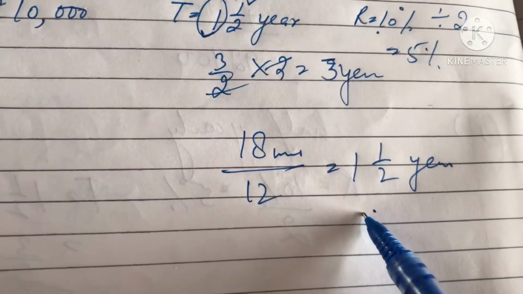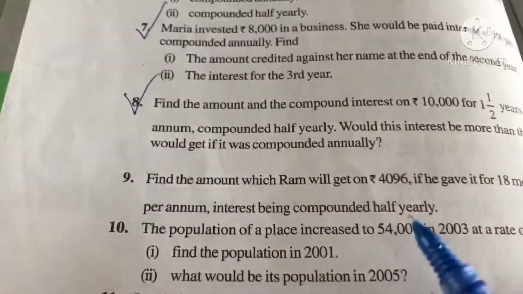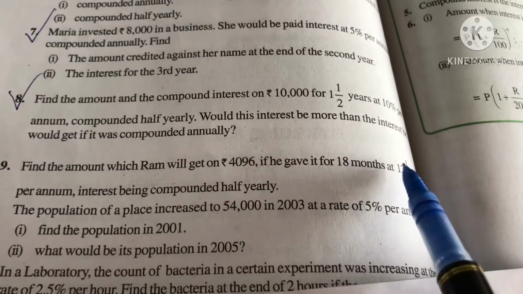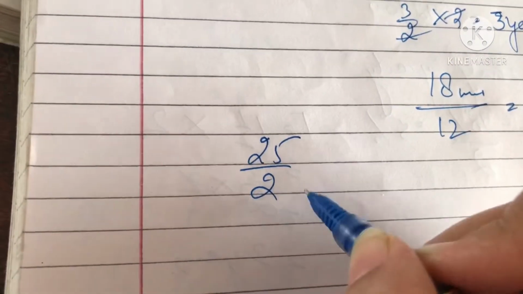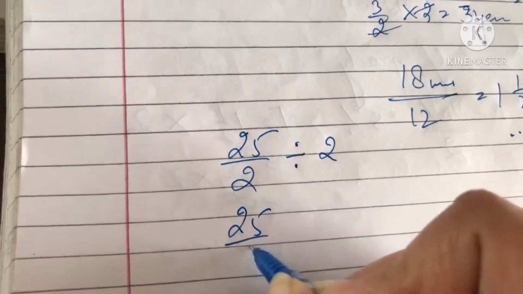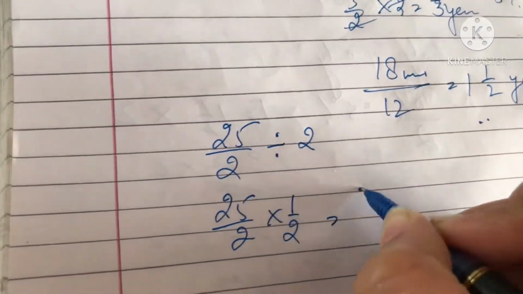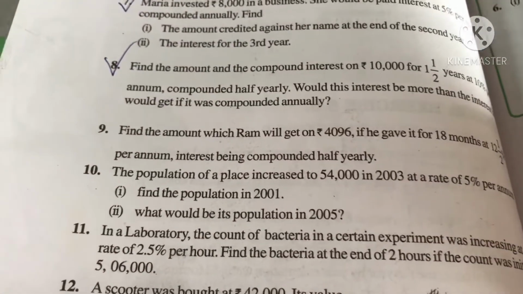Now time will be multiplied by 2 because it is compounded half yearly. Rate is 12 whole 1 by 2, which can be written as 25 by 2, and the rate will be divided by 2. So it will be 25 by 2 into 1 by 2, which equals 25 by 4%. This is going to be the rate. So put these values in the formula of the amount and you can find it.